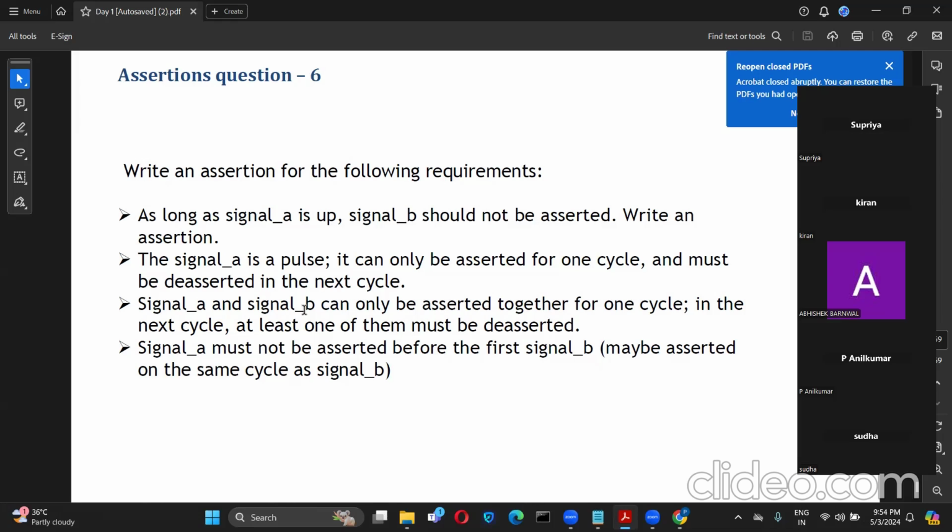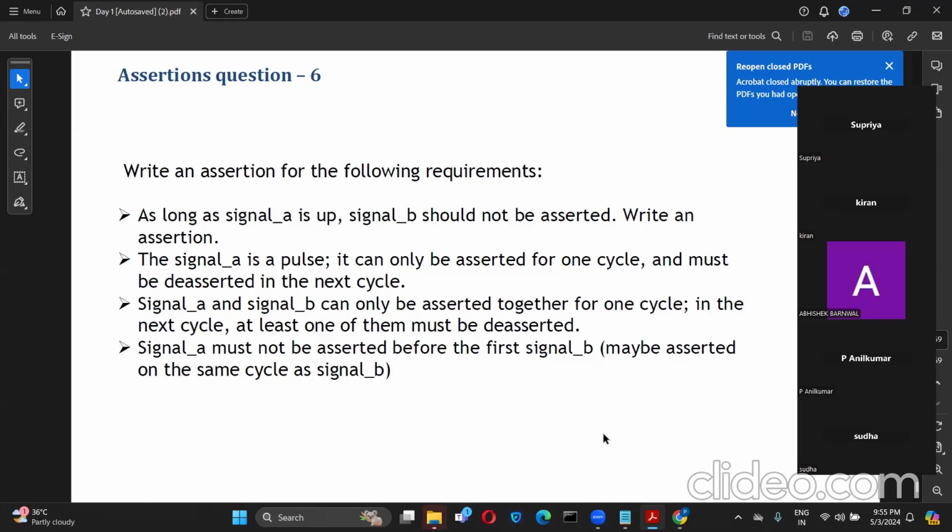Means in the same clock cycle, signal B also should be high, signal A also should be high. And then you can take one more sequence to solve the different thing. In the next clock cycle, at least one of them must be deasserted, it is telling. So you can hash one clock cycle. Sequence one will be already declared, you will be giving some name for that sequence. So that sequence one, that hash one clock cycle delay, and then you can check at least one of them must be deasserted. You can write either signal A should be negated or signal B.